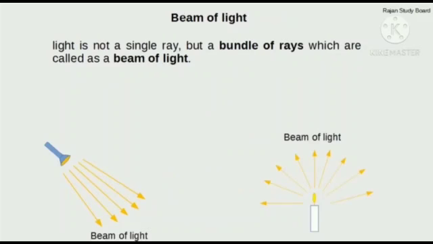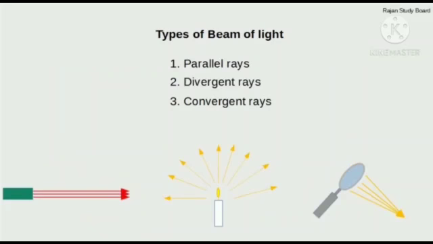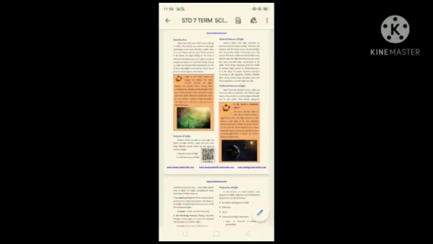Beam of light. Light is not a single ray but a bundle of rays, which is called a beam of light. Types of beam of light: first one, parallel rays, second one, divergent rays. Now let's see a recall of the lesson. Light is a type of energy that helps us to see all the things around us. Light can be detected by the human eye. So light is a very important part of all our life.